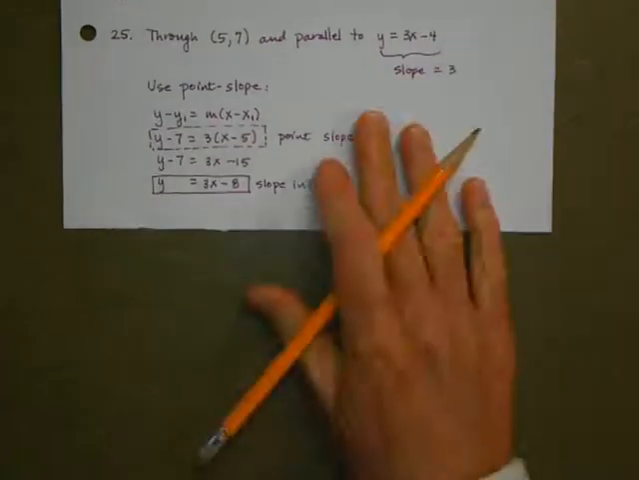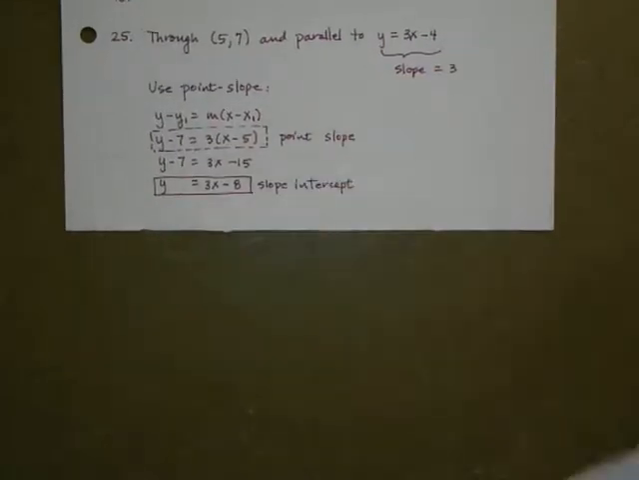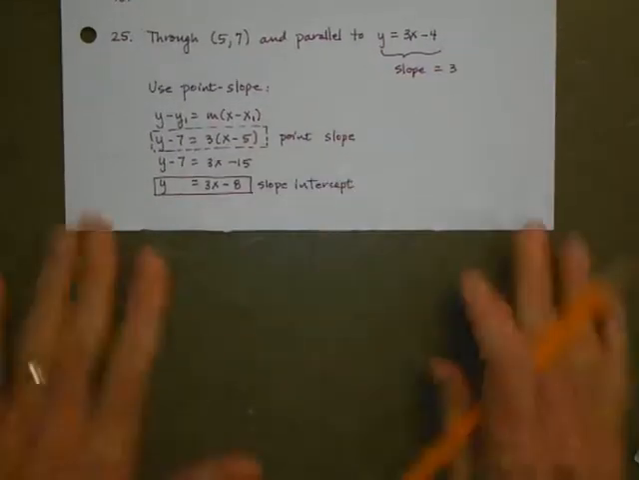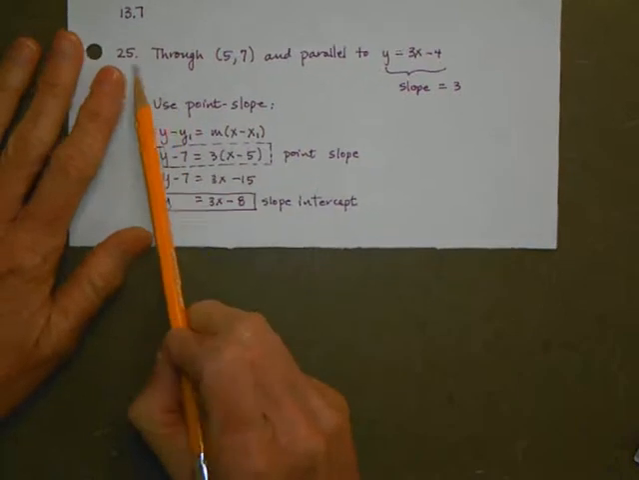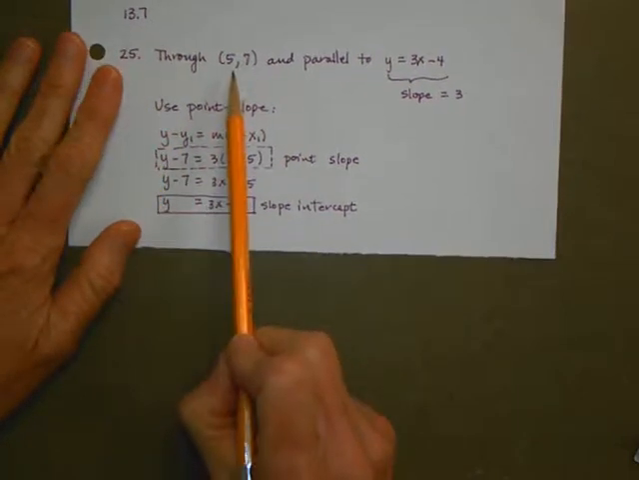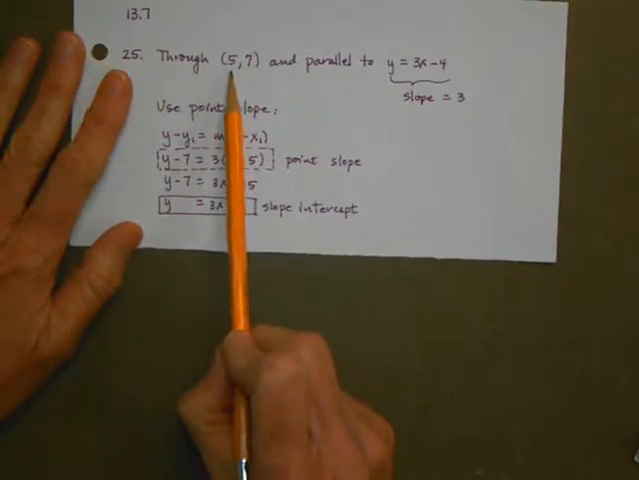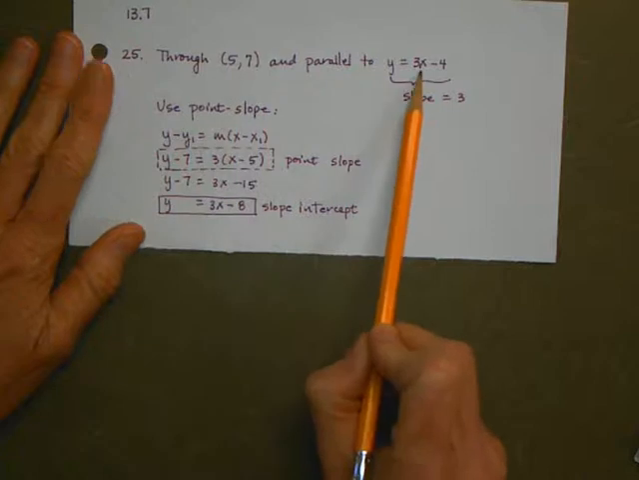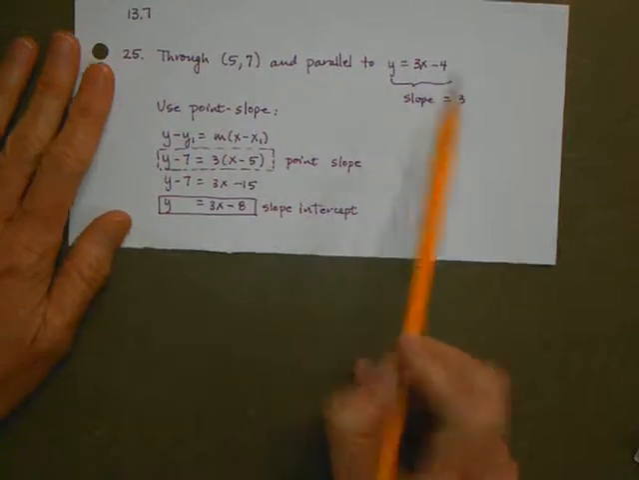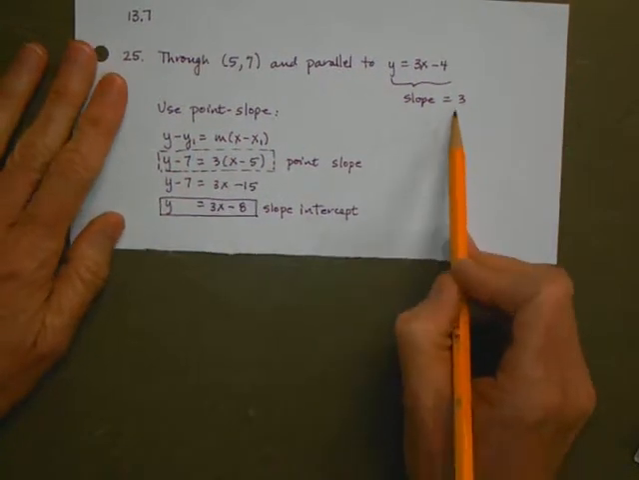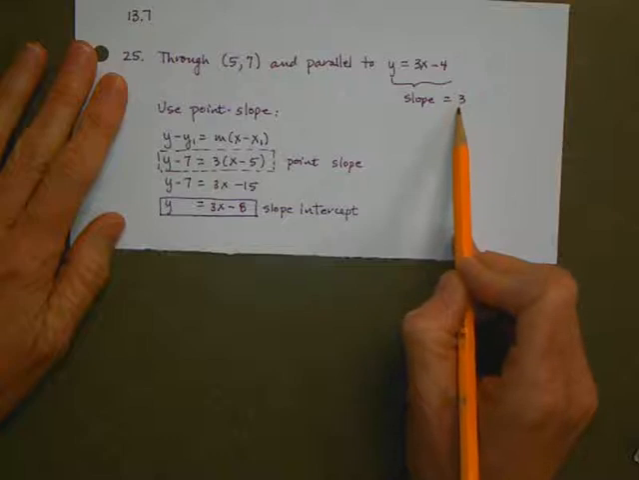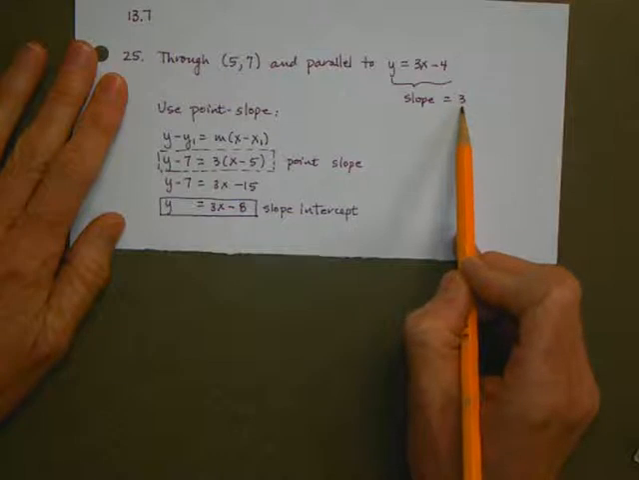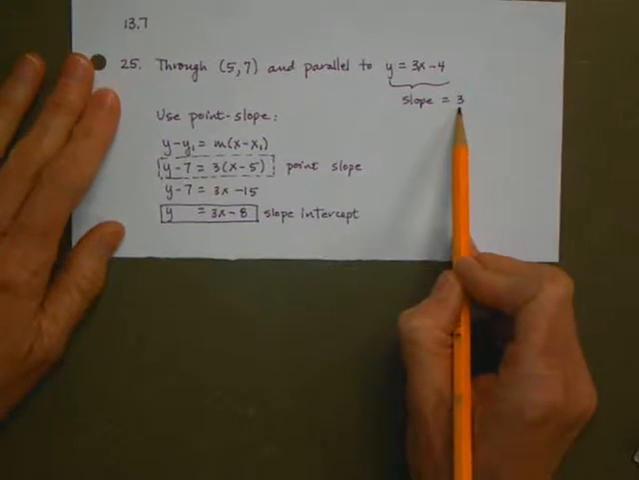Okay, this next problem here is this guy. It's number 25. We have to get the equation of a line through 5, 7, and parallel to the line y equals 3x minus 4. So we need the slope of this line. We know that all lines that are parallel have the same slope. So the slope of this line here is 3.